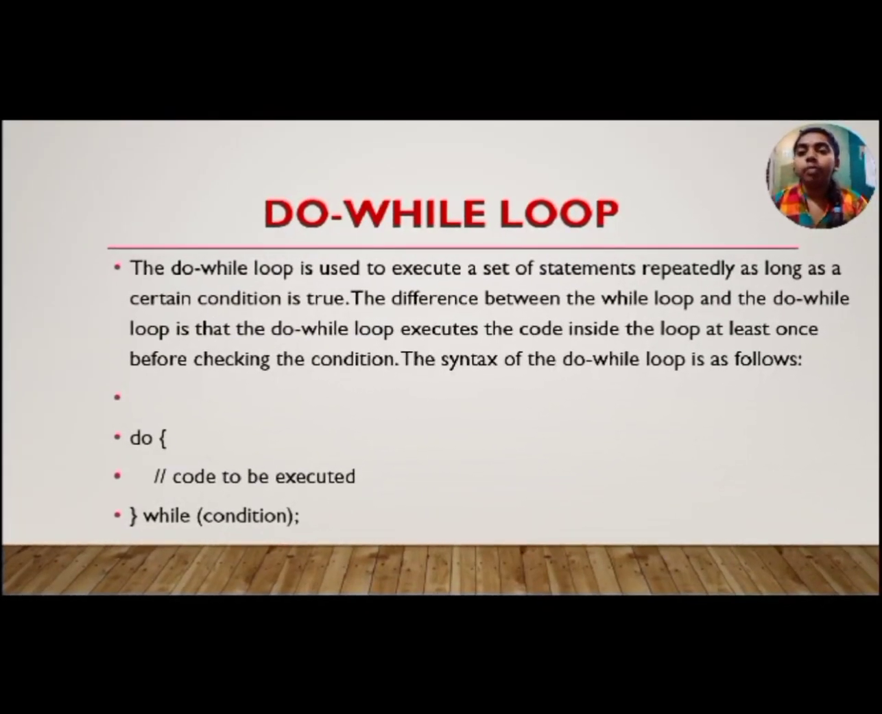The third type, do while loop. The do while loop is used to execute a set of statements repeatedly as long as a certain condition is true. The difference between the while loop and the do while loop is that the do while loop executes the code inside the loop at least once before checking the condition. The syntax of the do while loop is as follows.